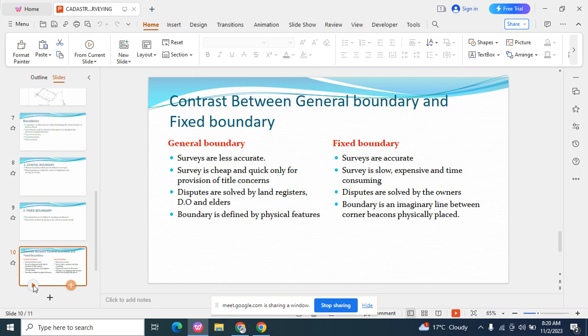I know you are conversant with the term dispute. In fixed boundary, disputes are solved by the owners. Next, the boundary is defined by a physical feature in general boundary, like a fence, a tree, a stone. In fixed boundary, the boundary is an imaginary line between the corner beacons. We always use beacons that are permanent in the ground.